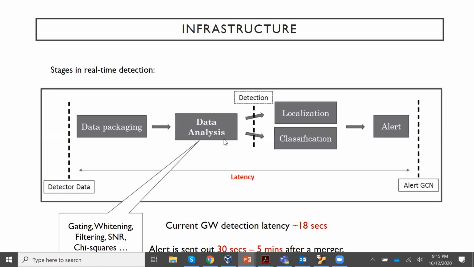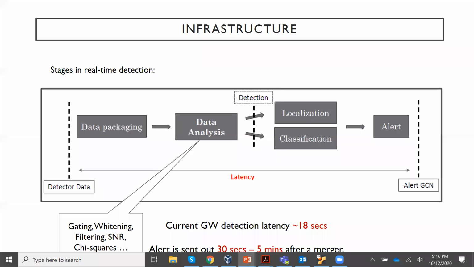And in these data analysis pipelines, a lot of things happen. First we have gating. Gating means if there are extremely sharp noise features in the data, extremely sharp delta function like noise features, then we remove that portion of the data. Also, we whiten the data, then there's filtering, and from the filtering output we get SNRs, and then we calculate chi-squares. And from the SNRs and chi-squares, the pipeline calculates a ranking statistic, which allows us to get an estimate of the false alarm probability.